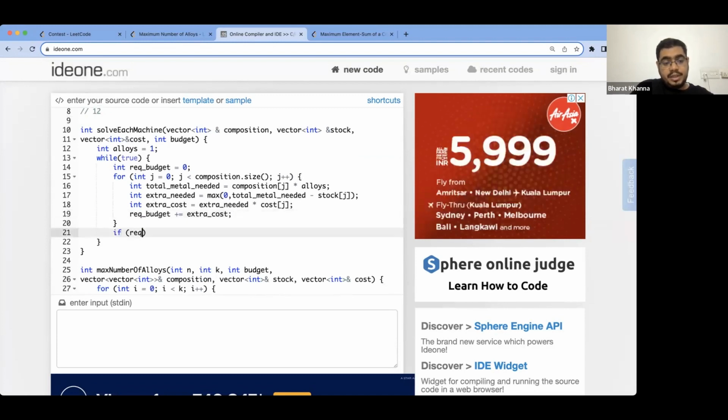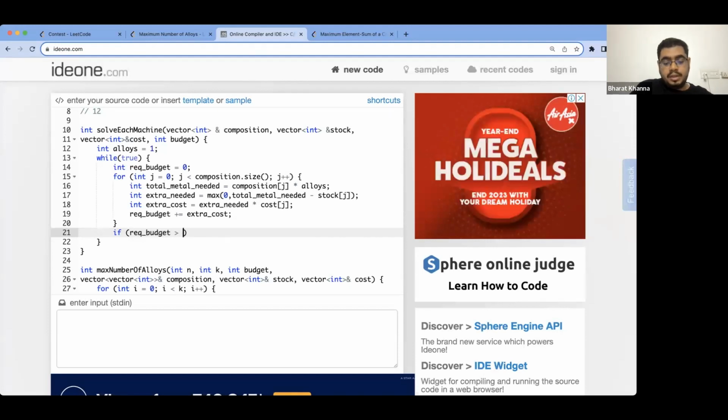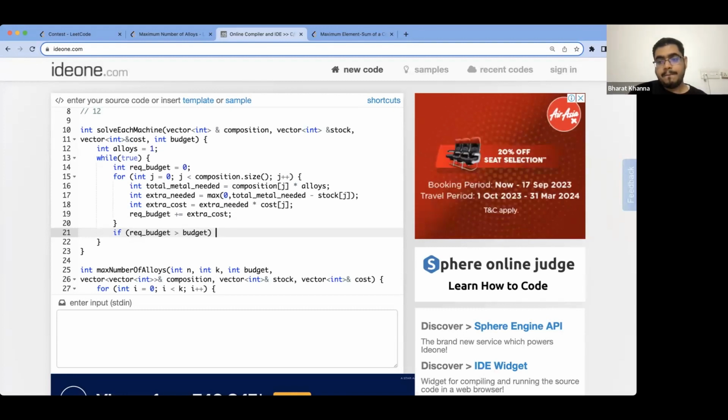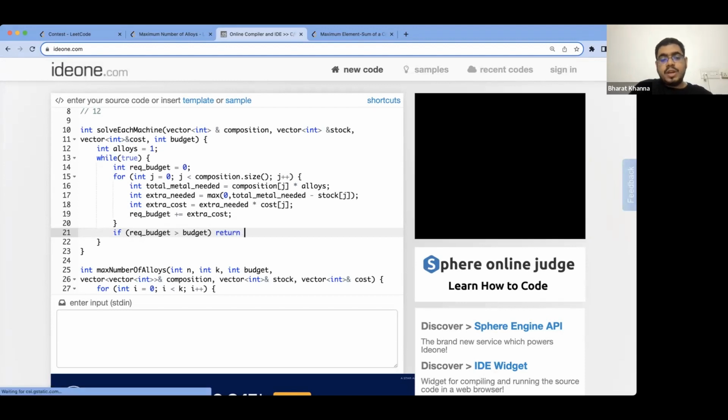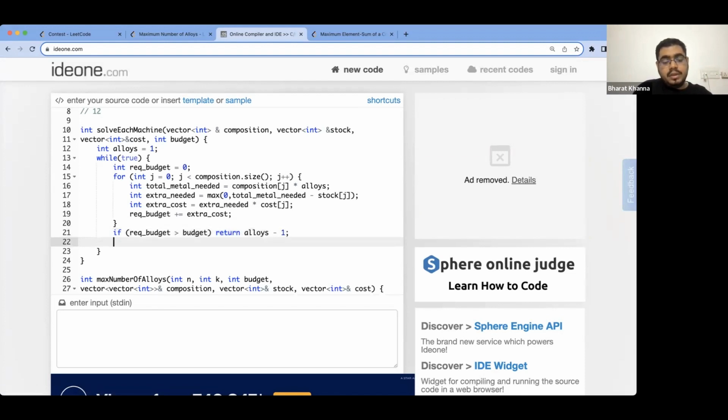If our required budget is more than the budget that we had, that means, can we make this many alloys? No. So we would return that we can make 1 less, right? So I'll say alloys minus 1. Otherwise, we can simply try to find if we can make 1 more, so I'll make alloys plus plus. Does this loop make sense?